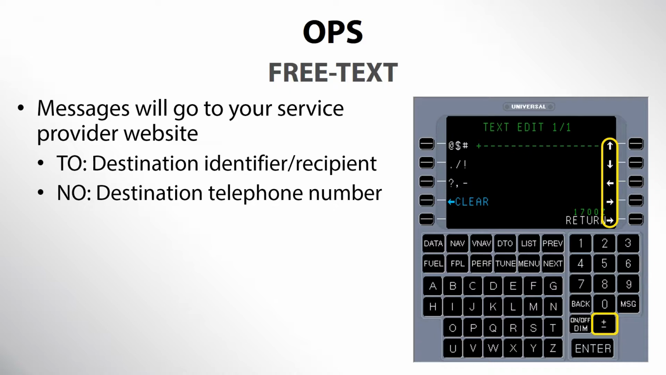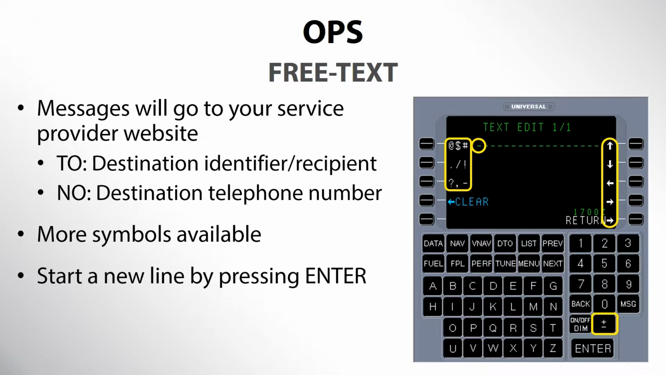Any text entered at the cursor position in front of other text will be inserted, and word wrapping will automatically occur as necessary. The left line select keys still insert special characters, but they differ slightly in what symbols are available. Another difference from the ATC text mode is the @ symbol is replaced with a plus sign. You also now have the ability to start a new line of text just by pressing Enter.